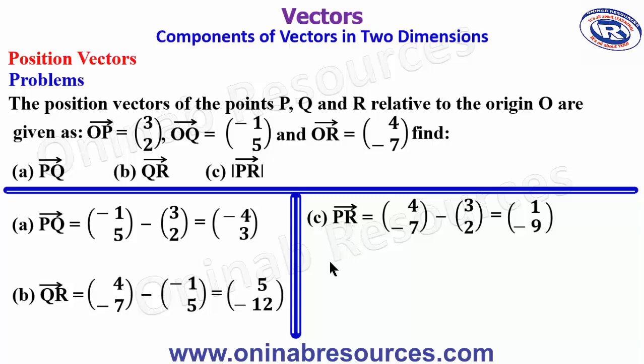So to find the modulus or the magnitude of PR, we're still going to have it as the square root of the x component, which is 1 squared, plus negative 9 squared. Negative 9 squared is 81, plus 1 gives 82. So we have it as root 82. And that's all for the problems on position vectors. This is the highest we can take in this tutorial.